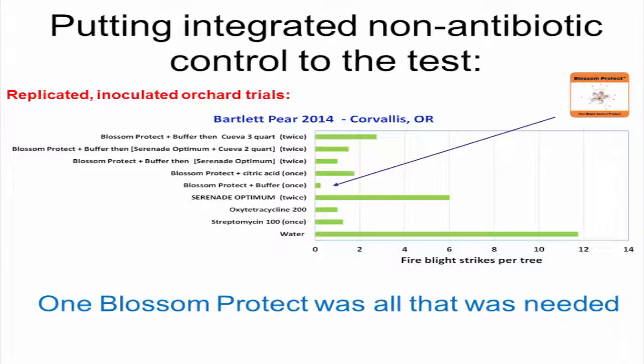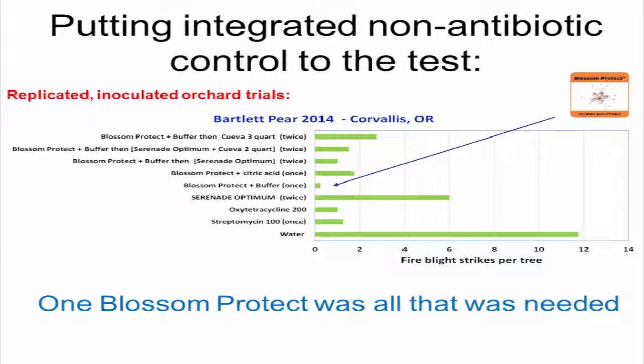So water treatment here, we're getting about 12 fire blight strikes a tree. Streptomycin, we're getting 1 fire blight strike a tree. Oxytet, about 1. This is Serenade, which is one of those antimicrobial peptides. We're getting about 6 strikes per tree.